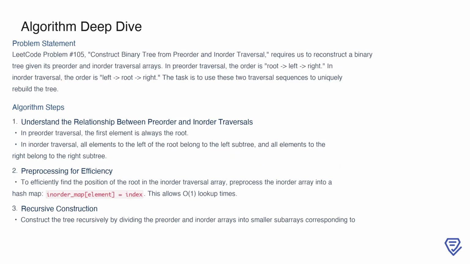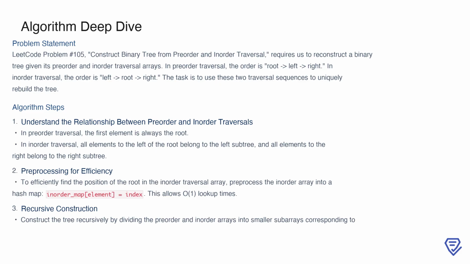To solve LeetCode problem number 105, we need to reconstruct a binary tree using two traversal sequences, preorder and inorder. Preorder traversal follows the order of root, left, and right, while inorder traversal follows left, root, and right. Understanding the relationship between these traversals is key to solving this problem.